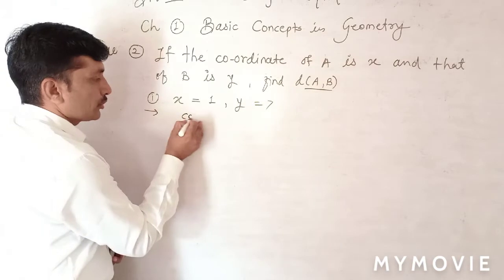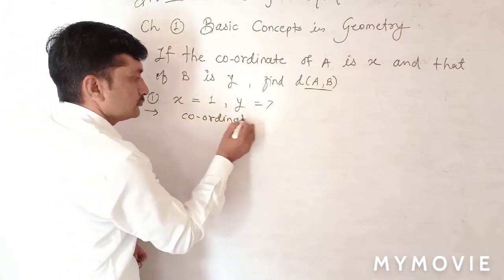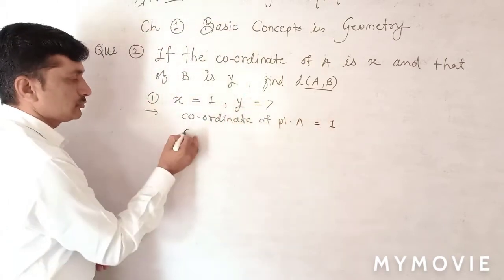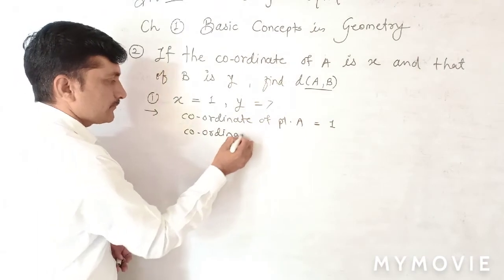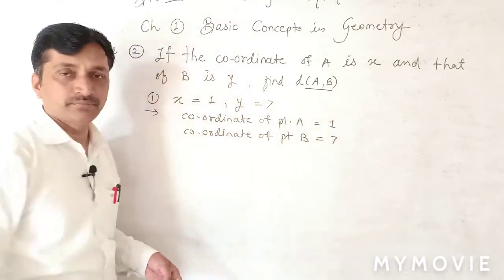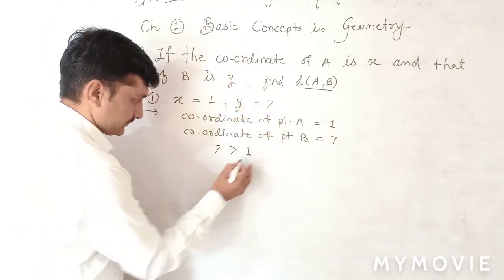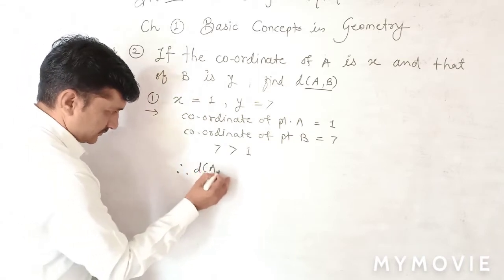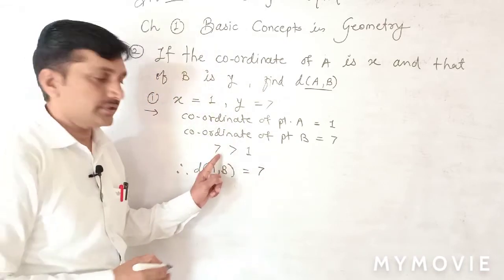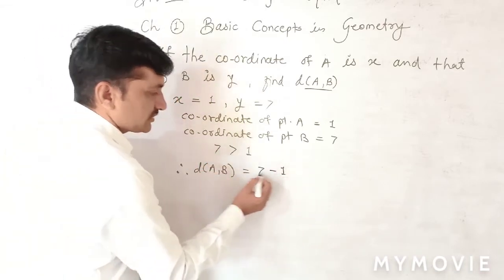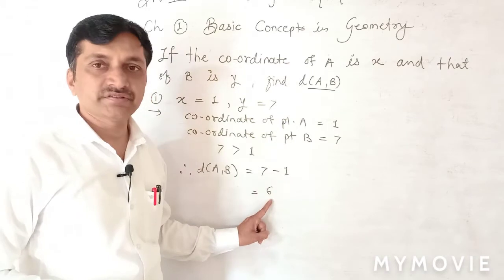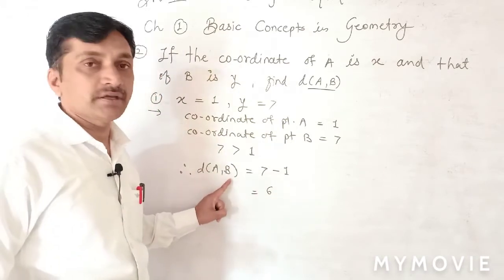Solution. Coordinate of point A is equal to 1, this x value. Coordinate of point B means y value, y is 7. Now compare them. 7 is greater than 1. Therefore, distance between A and B is greater coordinate minus smaller coordinate, 7 minus 1, and therefore distance AB is equal to 7 minus 1, subtraction is 6. 6 is the distance between points A and B.